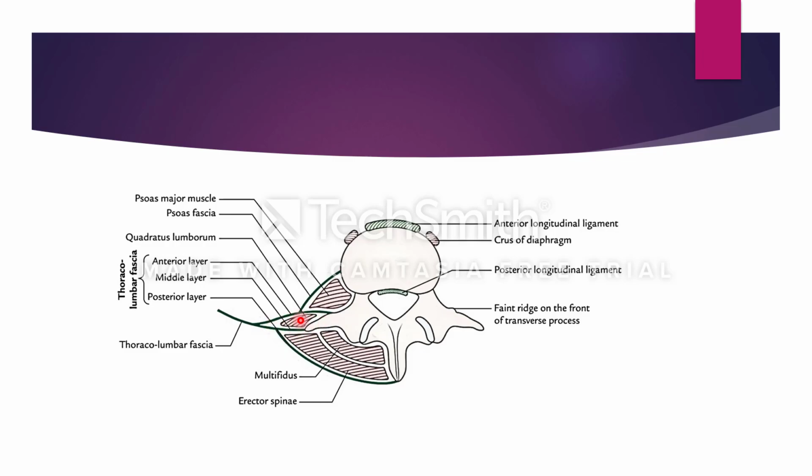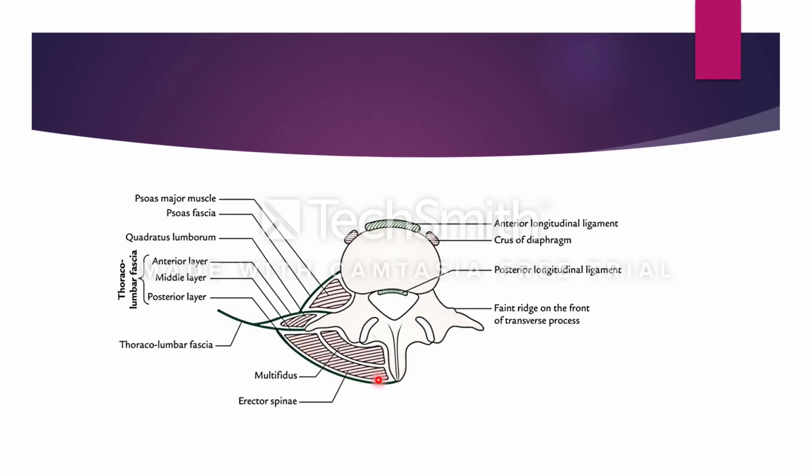On the quadratus lumborum and the erector spinae, there is one fascia that is named the thoracolumbar fascia. This one is the thoracolumbar fascia. It will have three layers. This is the anterior layer, this one is the middle layer, and this is the posterior layer of the thoracolumbar fascia. It encloses not only the quadratus lumborum muscle but also the multifidus muscle and the erector spinae muscle.